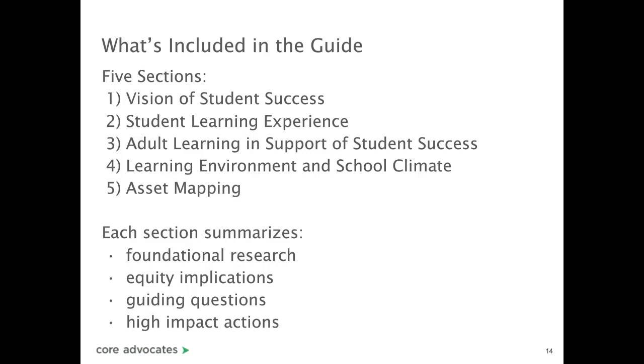I would suggest actually reading through those five sections before you decide where to begin. It doesn't necessarily have to be in a linear fashion, so you would peruse through those five and then see where there might be places for your setting where you might start. Within each section, you're going to find foundational research in support of the section, equity implications for each of those sections, guiding questions, which can really get at the discussion, and then high impact actions.